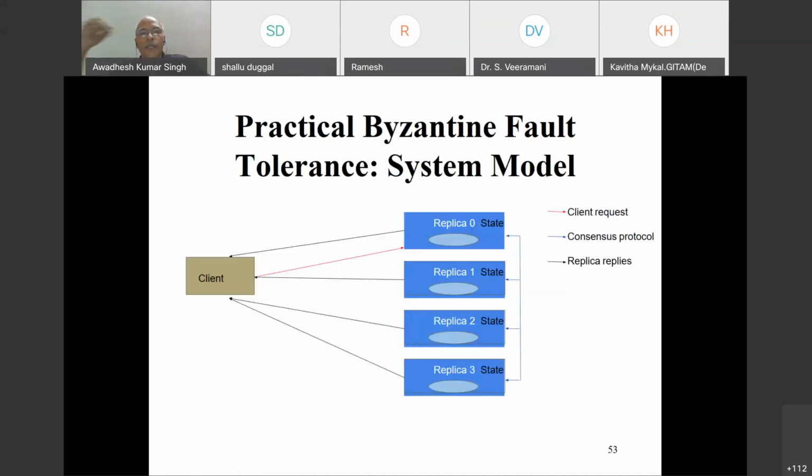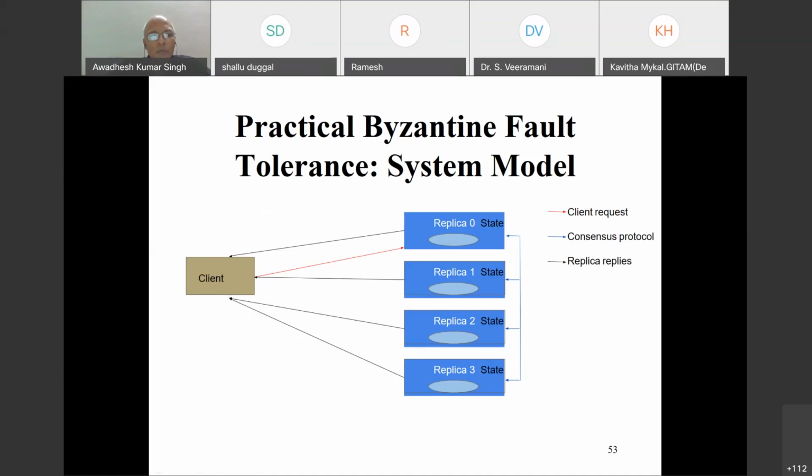Now here comes the big one, the Byzantine fault tolerance. It is called PBFT in short. PBFT, practical Byzantine fault tolerance. So here the system model is a little different. Here there is one client. Of course, they have taken some idea of Paxos, but it's a different proposal.